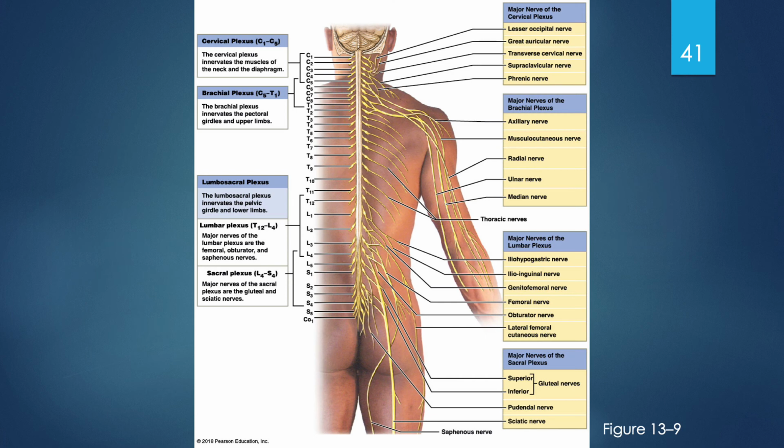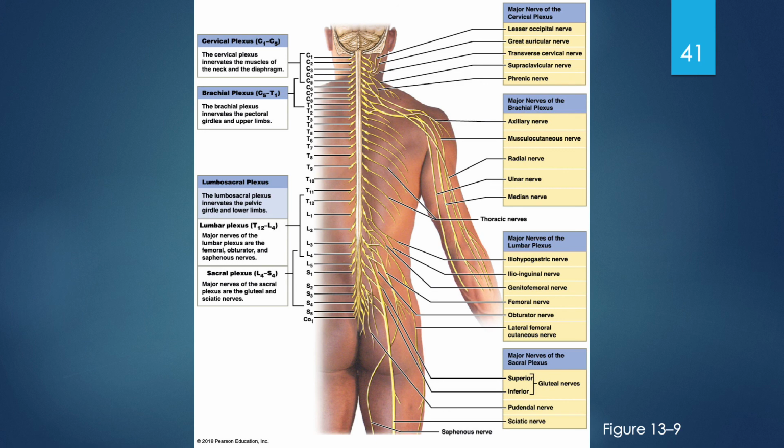Figure 13-9 in your text shows you 3 of these different plexuses and what they innervate. So starting off on the left, you'll see that the cervical plexus is going to be arising from C1 through C5, and it's going to innervate the muscles of the neck and diaphragm. So major nerves of the cervical plexus will include the lesser occipital nerve, the great auricular nerve, the transverse cervical nerve, supraclavicular nerve, and phrenic nerve. Phrenic nerve is a very interesting one, by the way, because that goes down to the diaphragm.